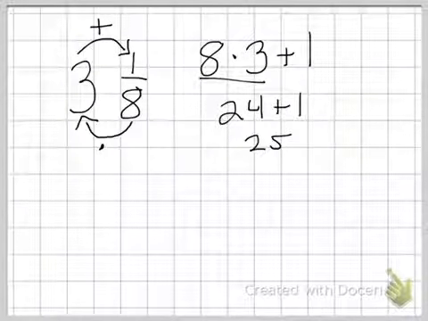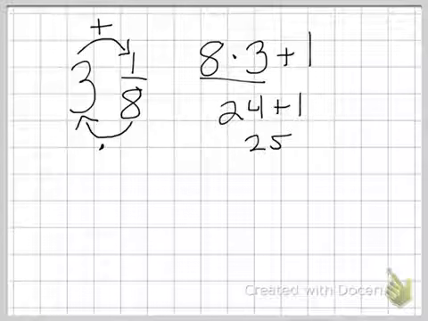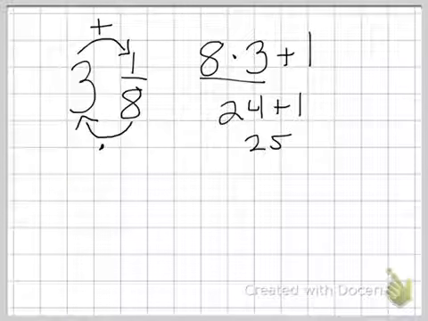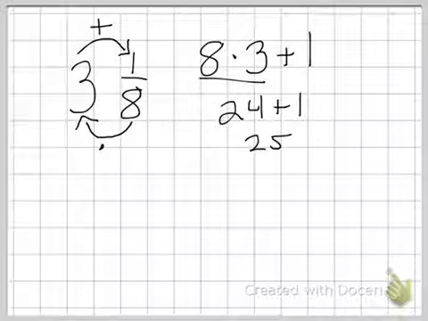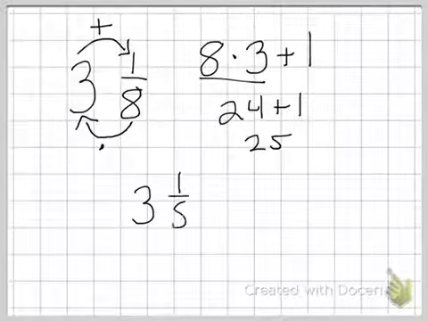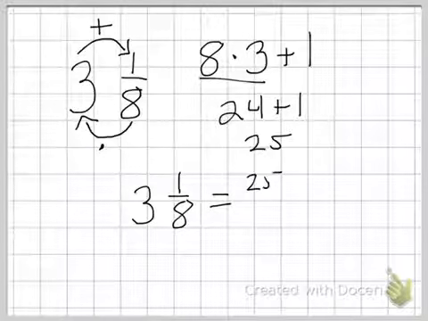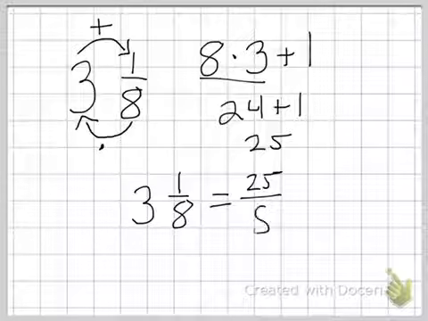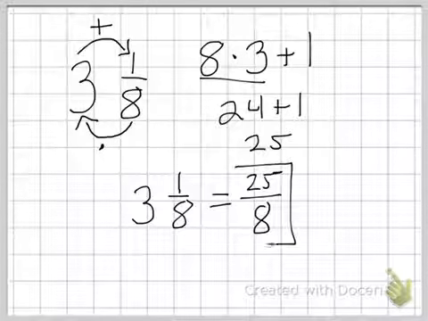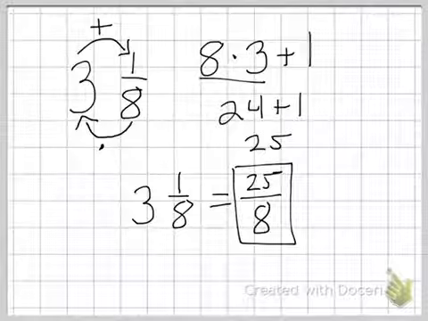Now this is something that I do expect you to be able to do in your head. If you can't do it in your head, you want to write it out, that's fine, but if you can do it in your head, you do not have to write all these steps out. You can just simply say 3 and 1/8. You can say, I know that 8 times 3 plus 1 is 25. And then don't forget we keep the 8 in the denominator, so that would be 25/8.